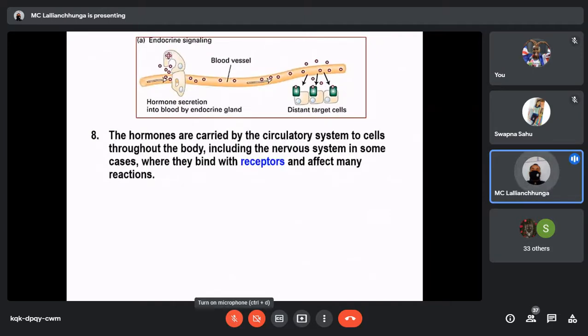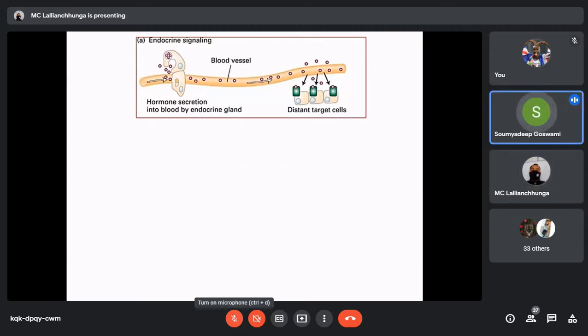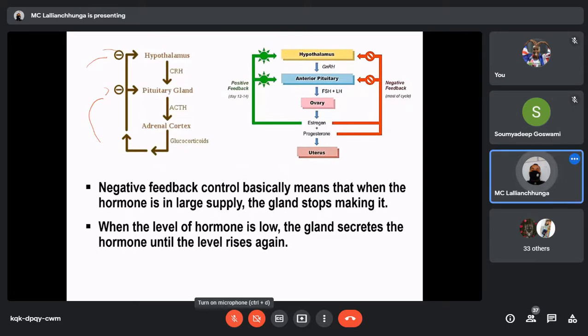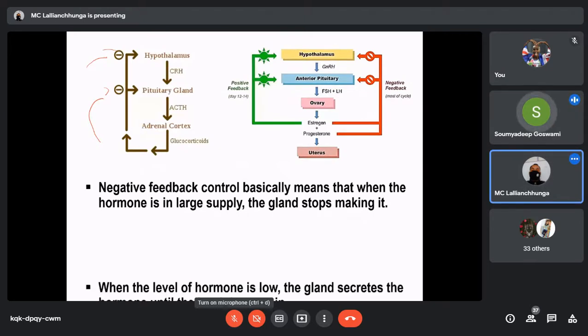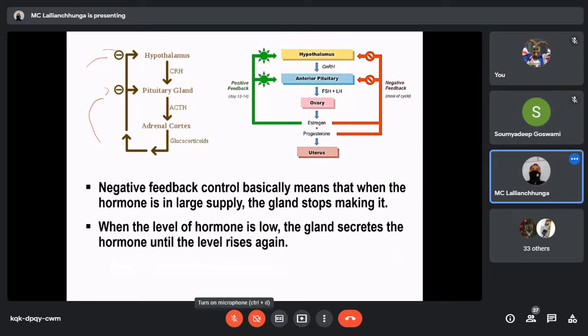Now point number 8 regarding the characteristics of hormones. Can you please repeat the diagram of negative feedback? Negative feedback, diagram only. Yeah, I'll explain again. You want? Yes, sir.